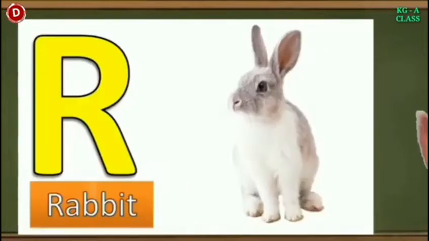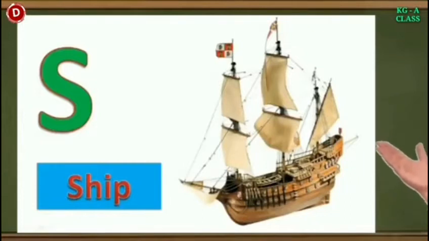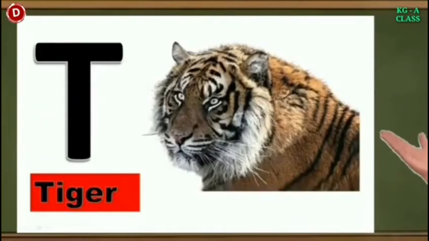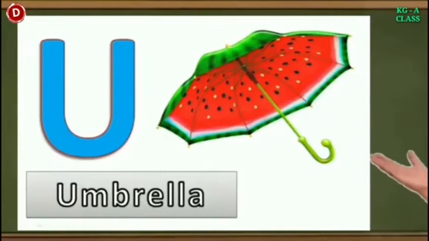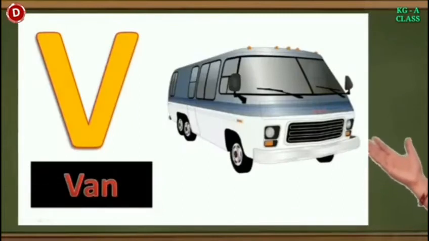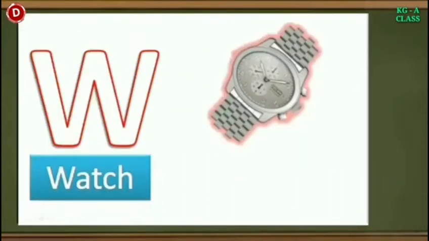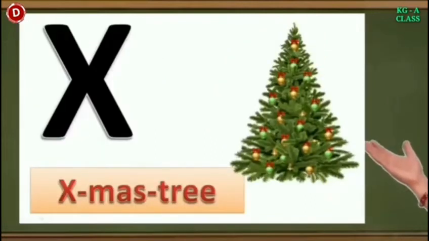Now comes R. R for rabbit. This is S. S for ship. Now comes T. This is capital T. T for tiger. This is a tiger. Children, this is capital T. T for tiger. Now comes U. U for umbrella. The next letter is V. V for van. Now comes W. W for watch. Children, this is X. X for Xmas tree.